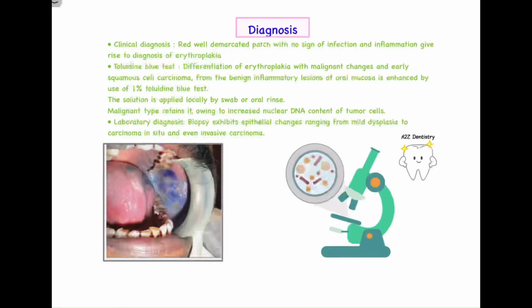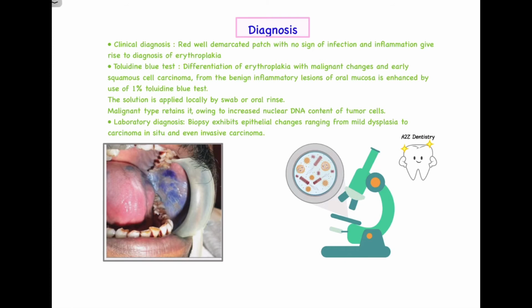Moving on to the diagnosis part. So the clinical diagnosis is very easy to establish, because it is a red patch, right? The patient will give you a history of habit, and it will appear slightly well defined. It might be slightly raised, if at all it is the speckled variant. It will have a typical red color. It will be present mostly on the buccal vestibule area or on the other areas which we have previously talked about, right?